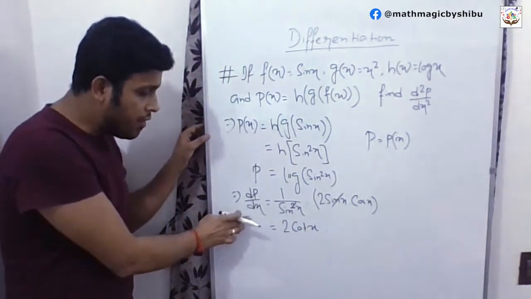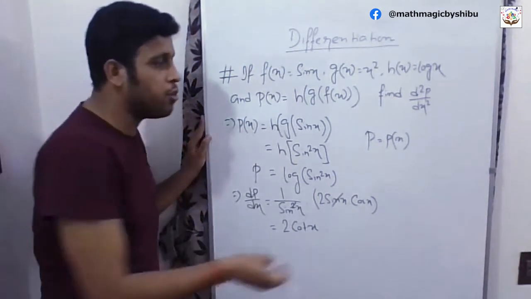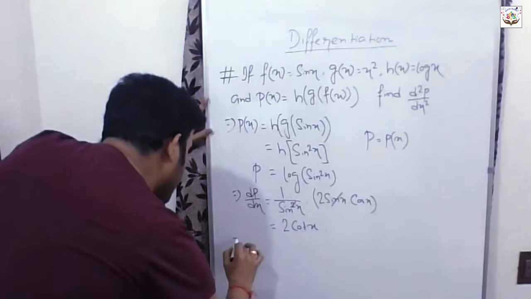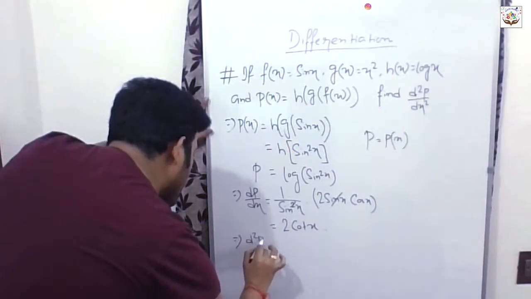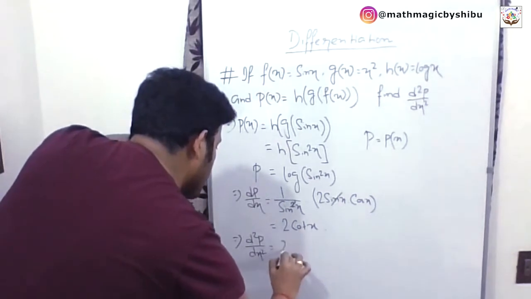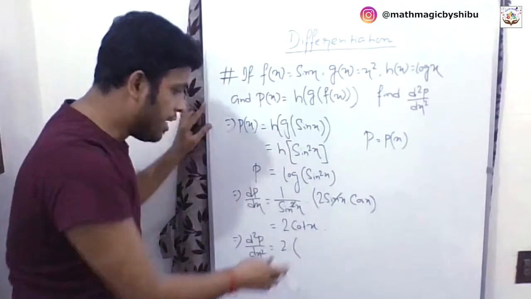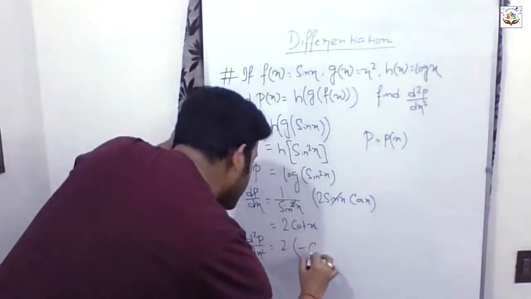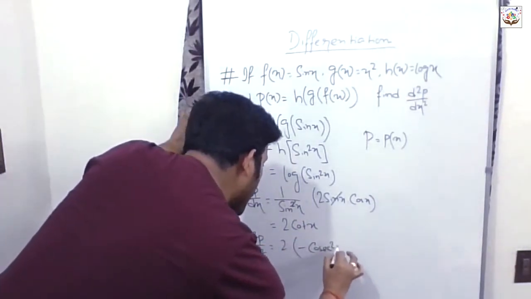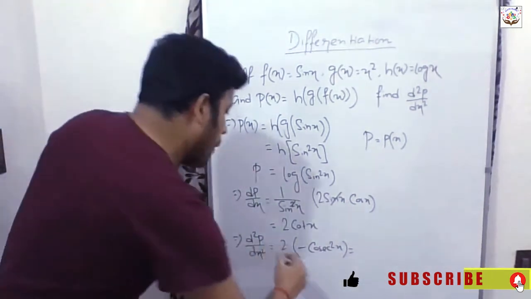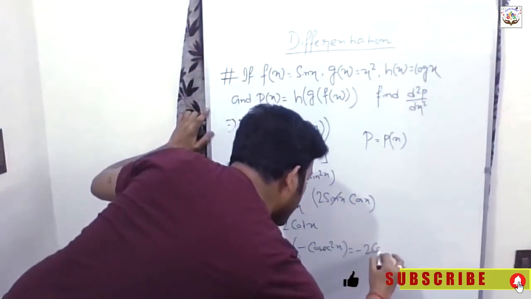So we need to again differentiate it with respect to x to get d2p by dx square, right? So if we again differentiate it with respect to x, we will get d2p by dx square. So 2 will be constant and differentiation of cot x with respect to x will be minus cosec square x. So our answer is, as you can see, minus 2 cosec square x.